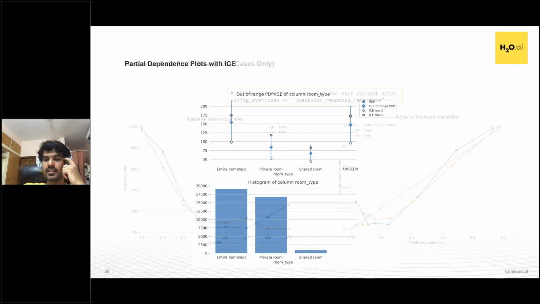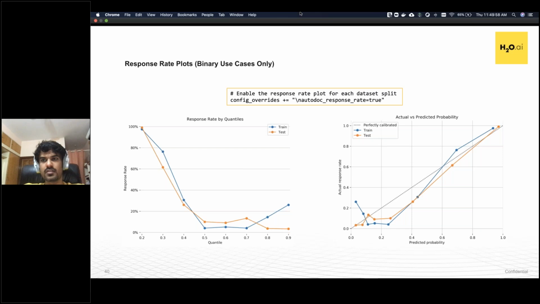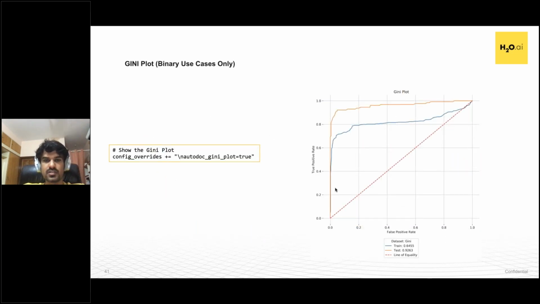So the AutoDoc is highly templated, and you can choose what subsections to show in there, and inside each subsection what all plots or what all tables should be there, or the ones that you don't want. So all of it is configurable using the config. Every time we are just overriding the config value. Like in this case, if you want the response rate plot, you just provide AutoDoc response rate equal to true. If you provide it as false, this plot will not be a part of the final AutoDoc which gets generated. Similarly for the Gini plots.